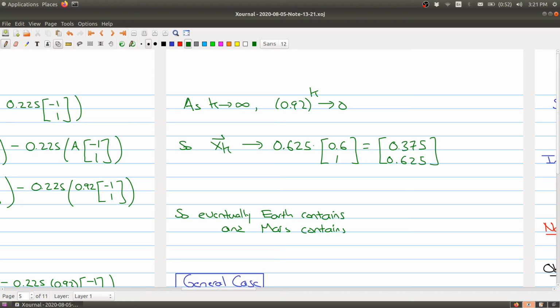The way to interpret what we've just done is that eventually Earth contains 37.5% of the population, and Mars will contain 62.5% of the population. You'll notice that we got this information by rewriting everything in terms of our eigenvector basis, and we can easily see what happens in the long term. We'll take a pause there, and I'll try to explain more generally what happens in the general case. So I'll see you after the short pause.